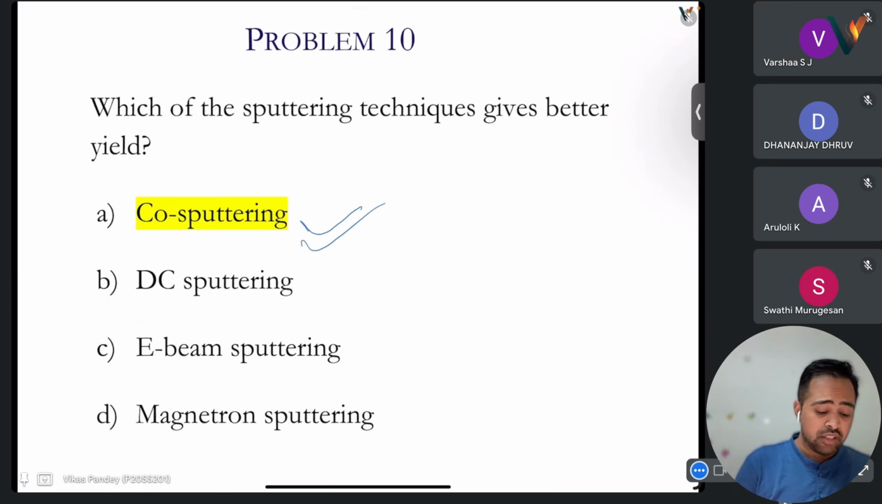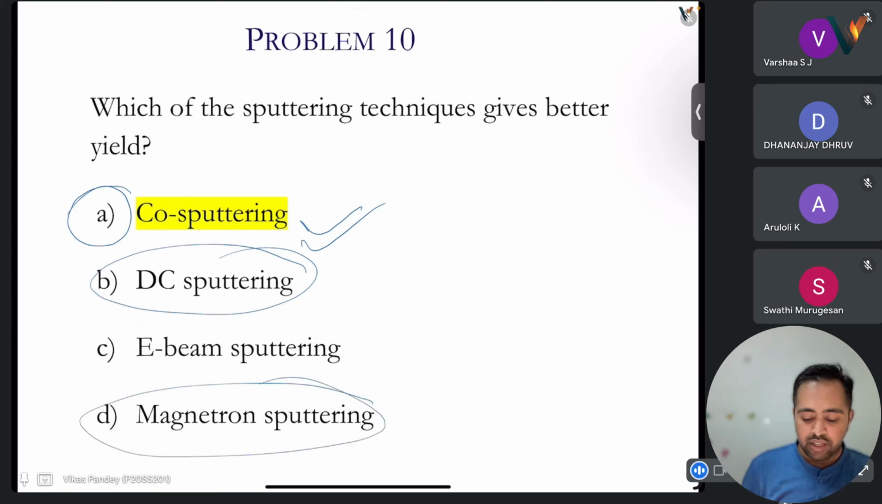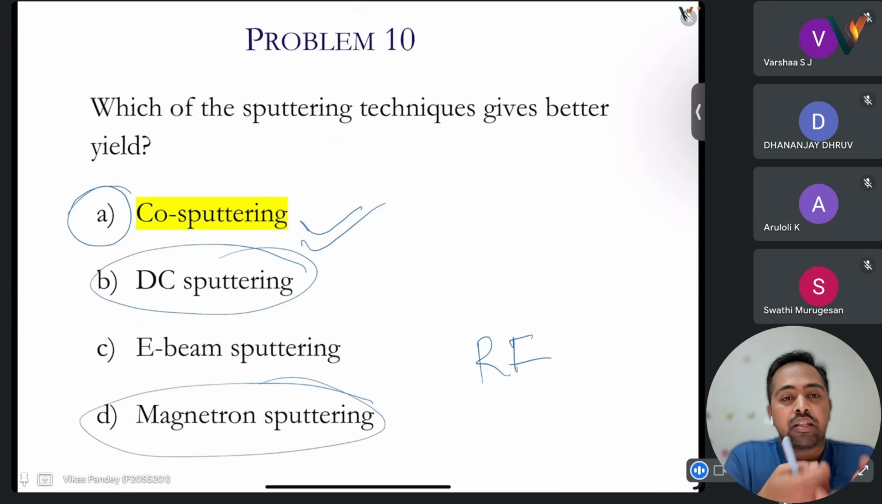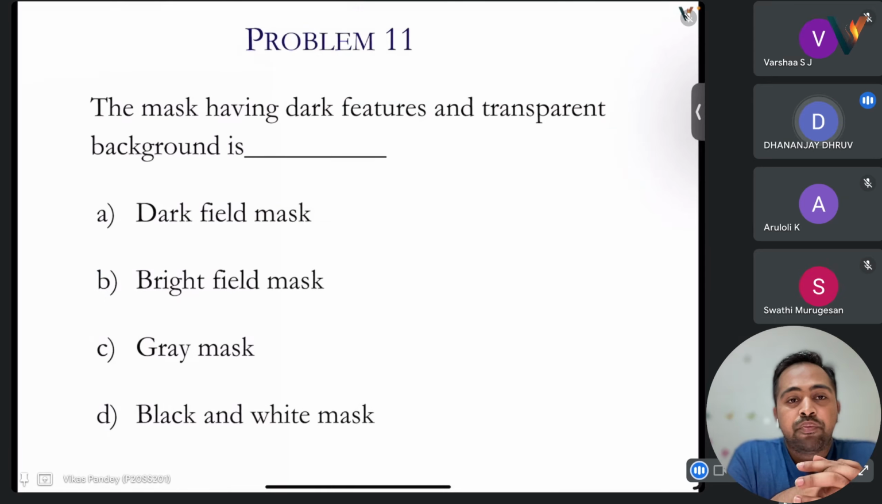So the yield is higher in the case of co-sputtering, but it will have other problems, like the cost will increase as well as the power sources. We have to take care that there is no interference. There are other factors involved, but the yield will be higher because it involves DC, magnetron, and RF sputtering, multiple sputtering at the same time. So the yield will be higher in this case. Nicely explained.